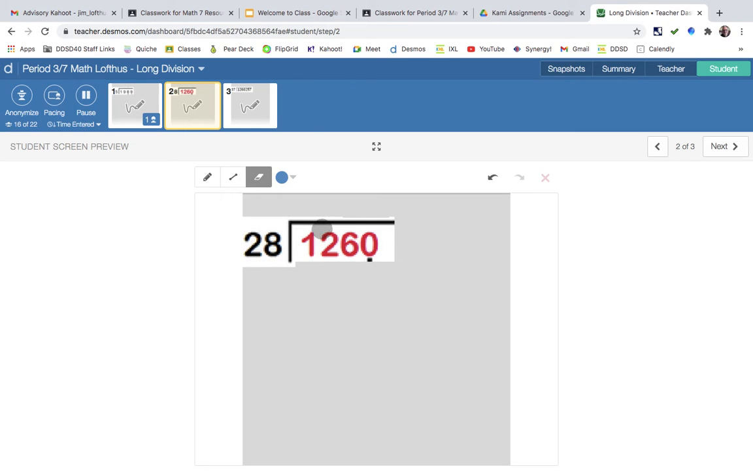So the first, I can't make a group of 28 out of 12. And I'm going to guess that I could make, let's say, 4 groups of 28 out of 126. And that's 112, so that's pretty close. So I'm going to say 4. And I'm going to make that 4 better. There we go. And 112. And I'm going to double check my multiplication here. 4 times 8 is 32. That's 8. Okay, so it's 112.